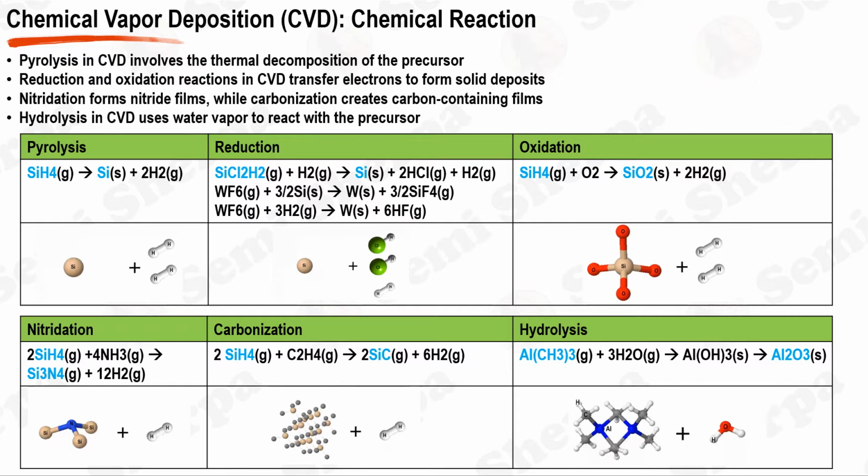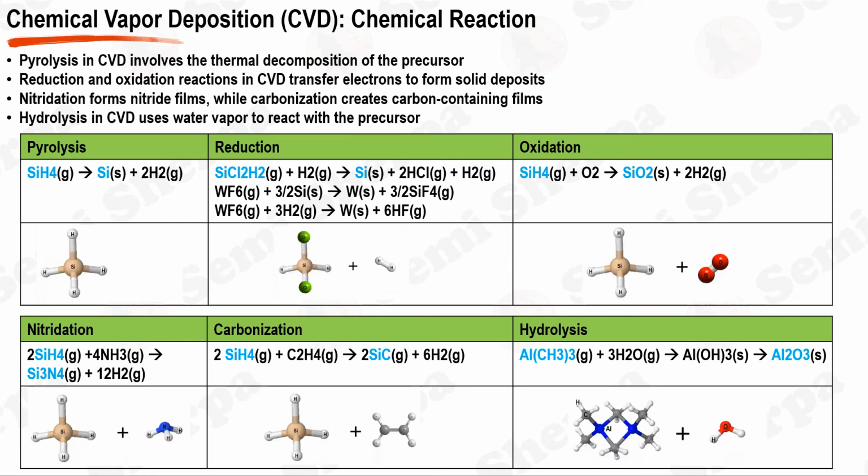Oxidation reactions are often used to grow oxide films, such as silicon dioxide or aluminum oxide, from inorganic or metal-organic precursors. Nitridation is a process where a precursor reacts with a nitrogen-containing species to form a nitride film. This type of reaction is commonly used in the deposition of nitride films, such as silicon nitride or gallium nitride, which are important materials in electronics and optoelectronics.